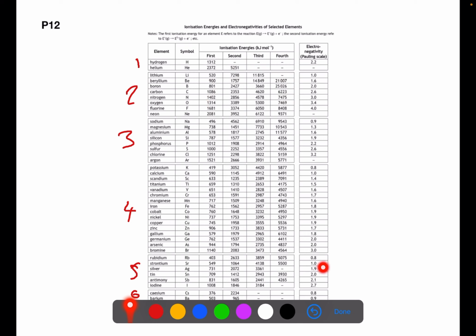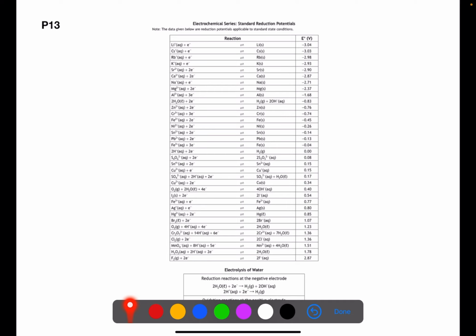And then we have the electronegativity values, so the attraction for a bonding pair of electrons. The higher the number, the higher the attraction. On page 13, you have the electrochemical series, which are written as standard reduction potentials.